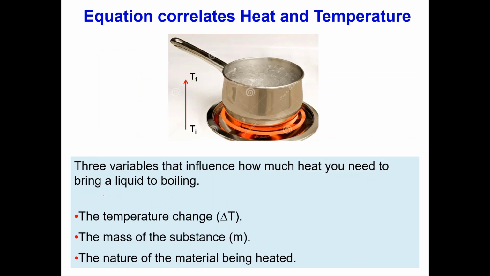Now we want to find the equation that correlates heat and temperature. First, let's analyze what variables are important when we want to heat some object. In this particular case, we want to bring this liquid, this water, to boiling. What variables are important or can influence this process?